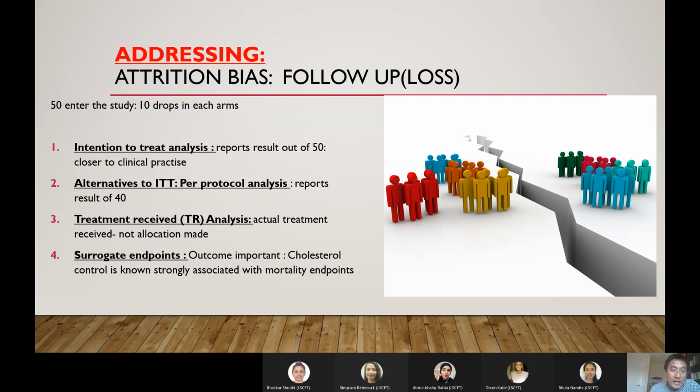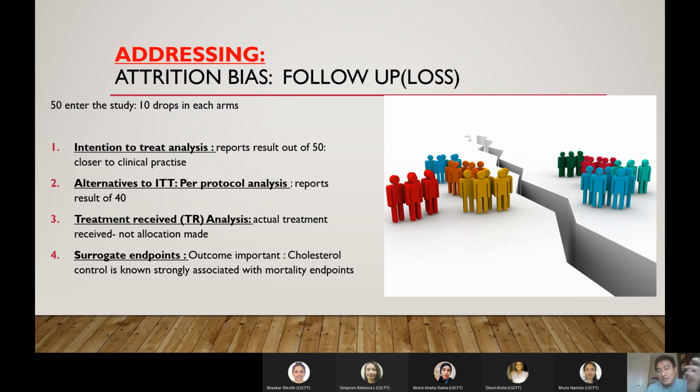This is treatment received analysis. That is, they only take into account the people who actually receive the treatment. Surrogate endpoint is, for example, if they put an imaginary line by saying that cholesterol control is a strong indicator for the mortality endpoint. So they create an imaginary endpoint that is called surrogate endpoint. Okay, so let us do a quick MCQ on this.